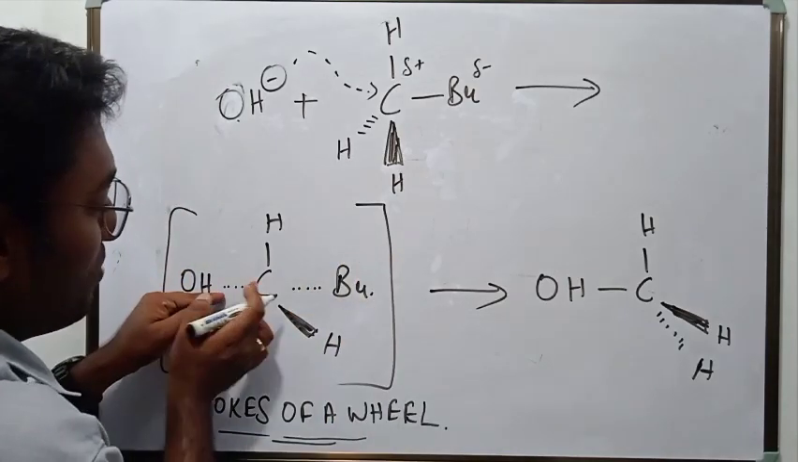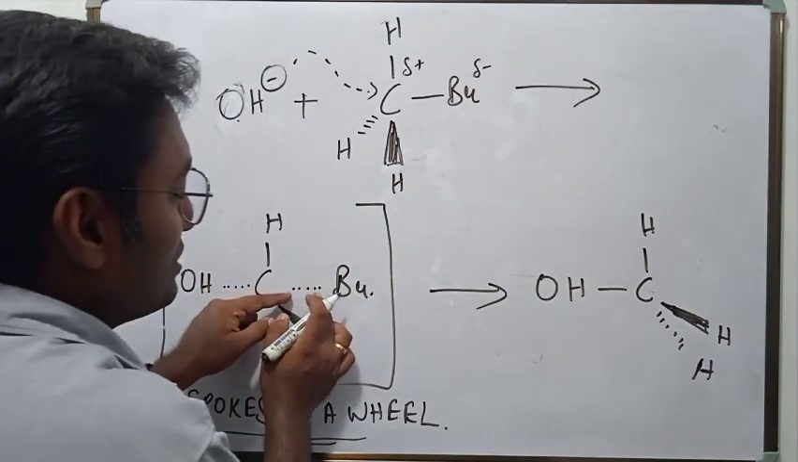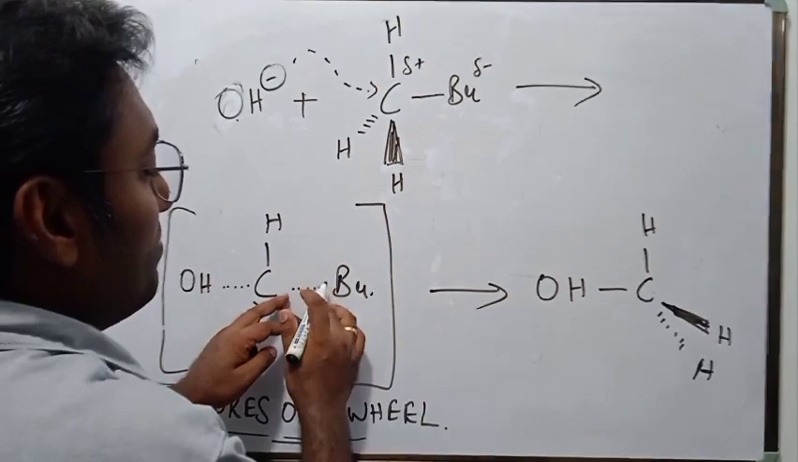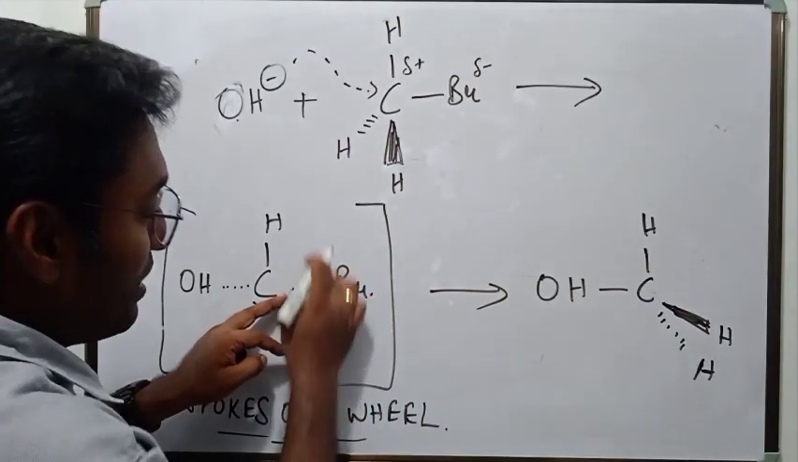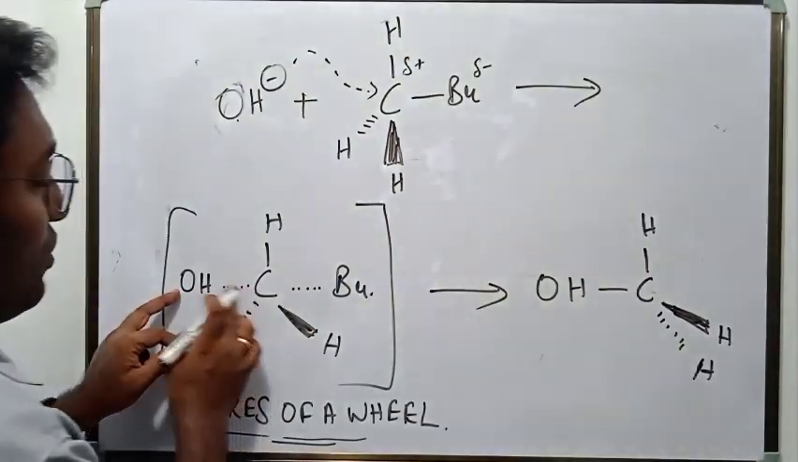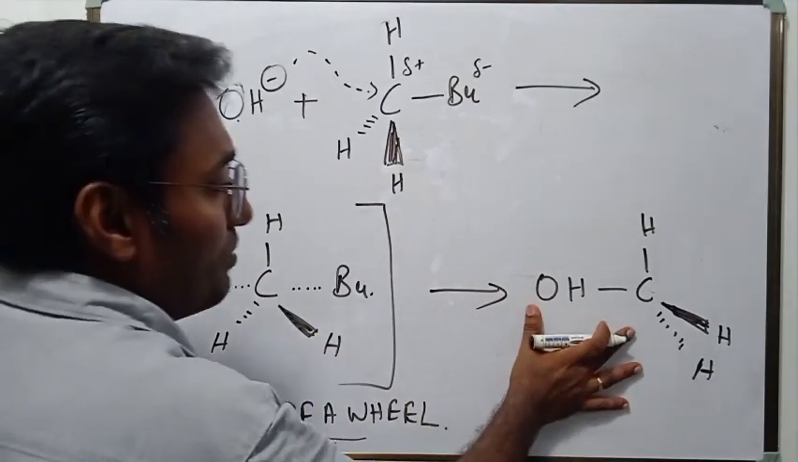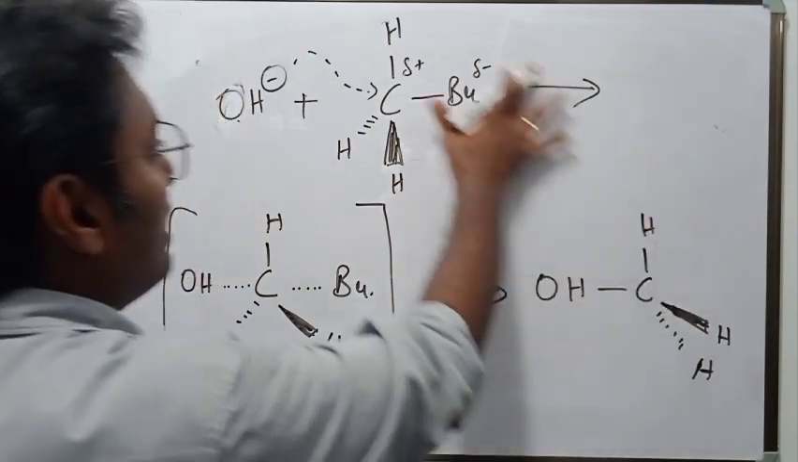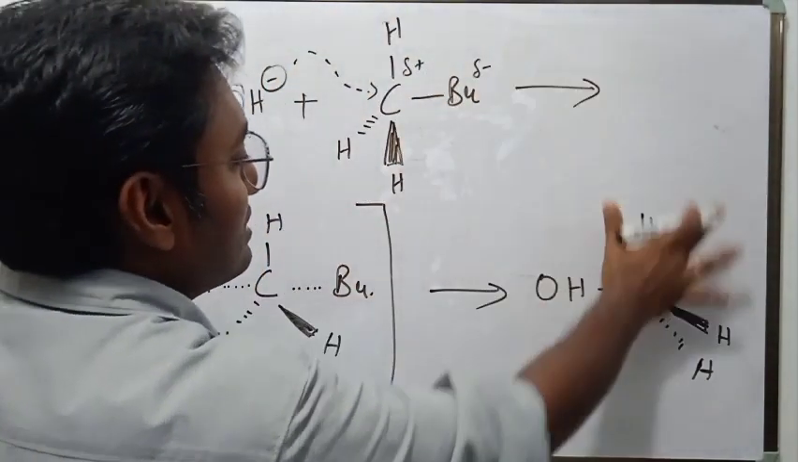This bond is partially formed and this bond is partially broken, and at last what would happen? The C-Br bond will be completely broken and the C-OH bond will be completely formed. So this is the SN2 reaction mechanism.